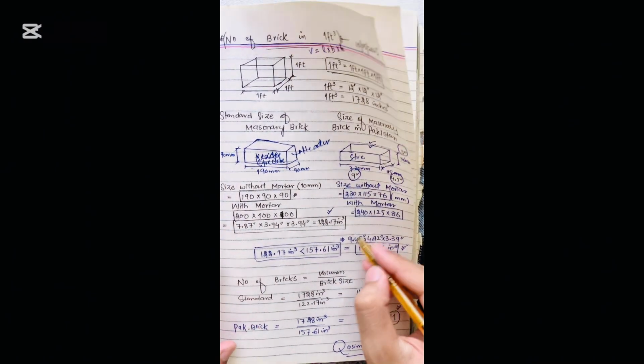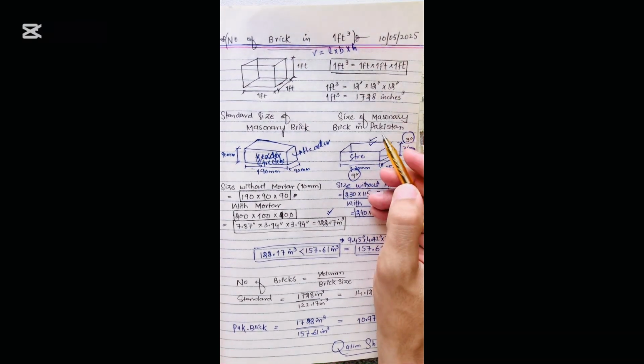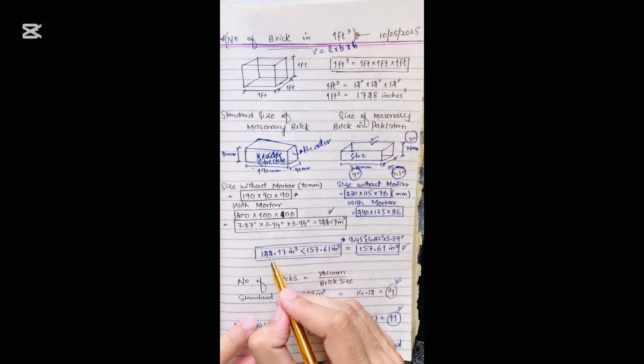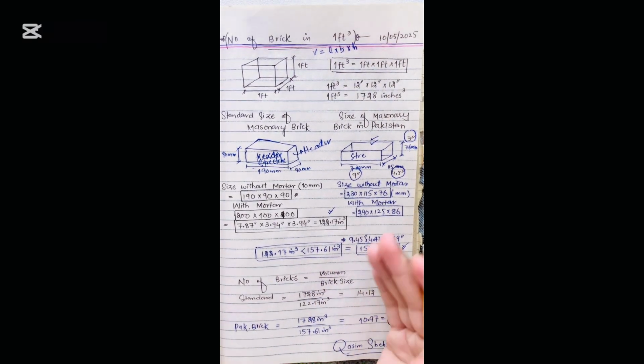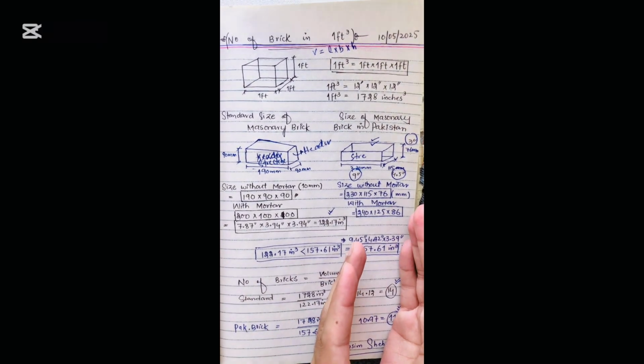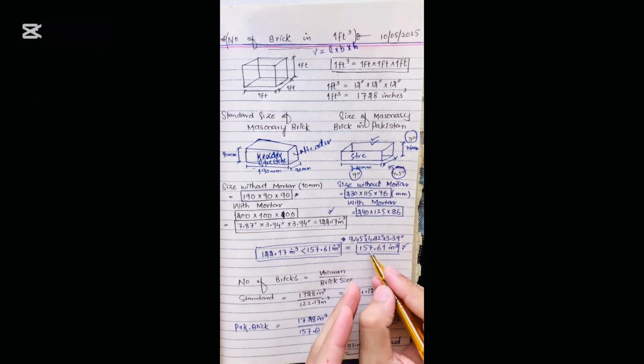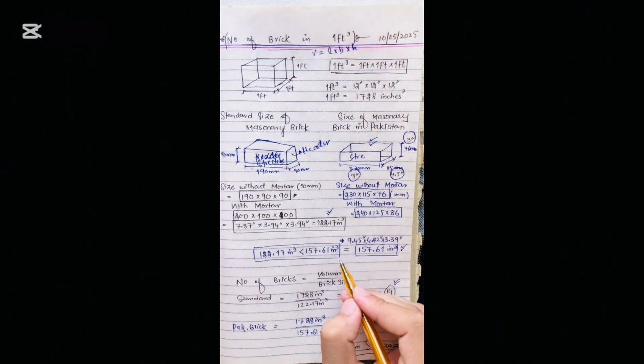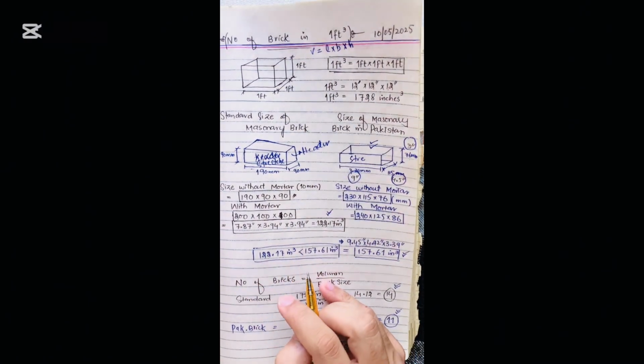So this is the volume of one brick used in Pakistan, and the volume of the standard brick size is 122.17. The volume of one brick used in Pakistan is 157, and the standard size is 122. It means the Pakistani brick has a greater volume than the standard size.